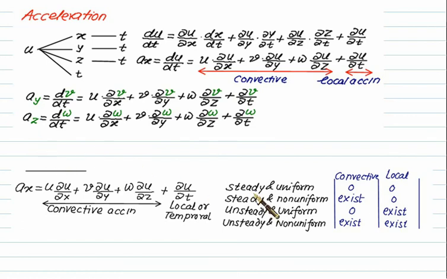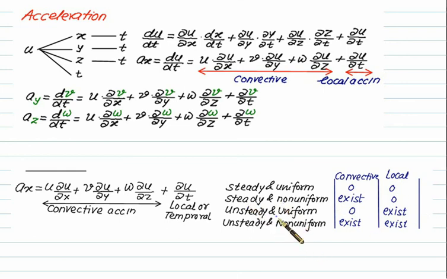So if we have a steady and uniform flow, steady means that the derivative with respect to time is 0, and when we say uniform, it means that the derivative with respect to x, y, z will be equal to 0. In that case all these derivatives will vanish, because these are functions of x, y, z in the case of uniform, and when we have steady, the derivative with respect to time also vanishes. So for steady and uniform flow, we have 0 convective acceleration and 0 local acceleration.